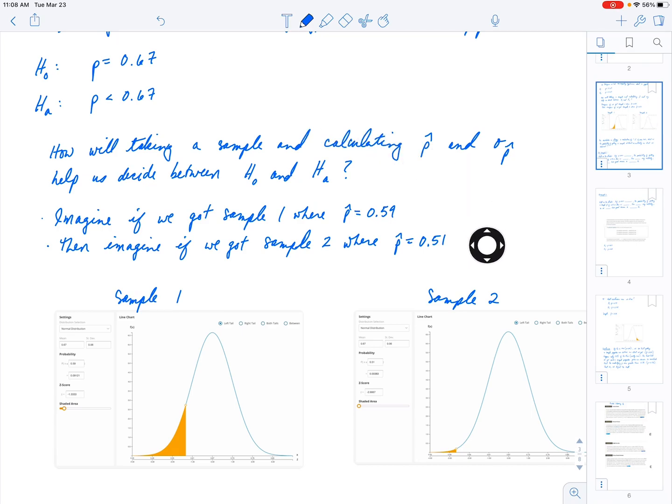But now imagine we had a different scenario. Imagine that instead of getting a sample proportion of 0.59, you got a sample proportion of 0.51. The first instinct when I see that is, wait a minute. I got a sample proportion of 0.51, but I'm trying to think about whether the underlying population was 0.67. Wow, those seem pretty far apart. So I'm going to draw the same graph, still centered at 0.67. But now, instead of asking what's the probability of getting a sample proportion as extreme as 0.59, I'm going to ask what are the odds of getting a sample proportion as extreme as 0.51?